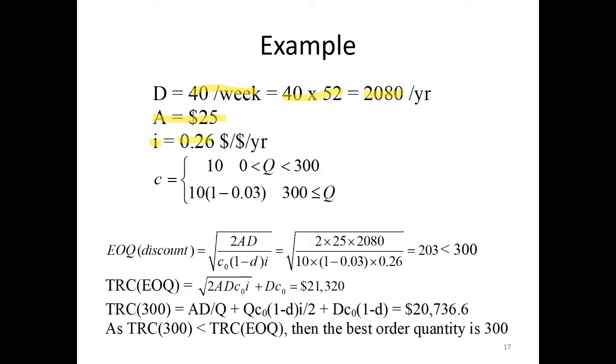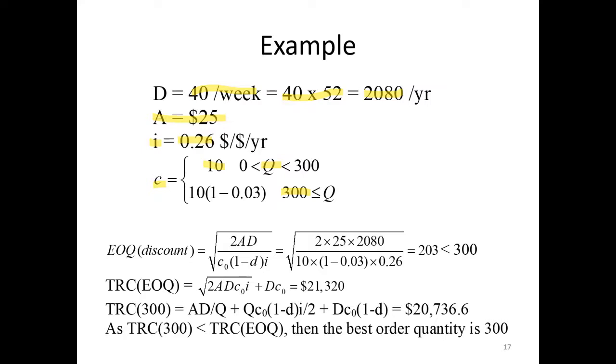And then we have the value of C, given as a step function here. The value of C equals 10 when the ordered quantity is less than 300 units. And then you will get a 3% discount on the price per unit when you order more than 300 units. Okay, so this is how the cost function is defined.